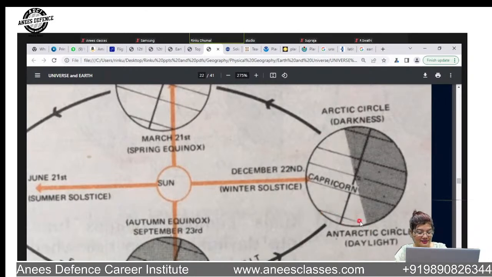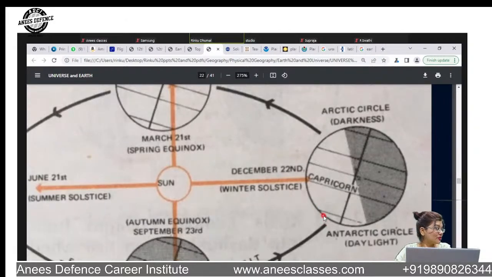So the Antarctic Circle is in daylight, and so is the South Pole. But the Arctic Circle is in darkness, and so is the North Pole. So this is what happens when the sun is exactly overhead the Tropic of Capricorn.